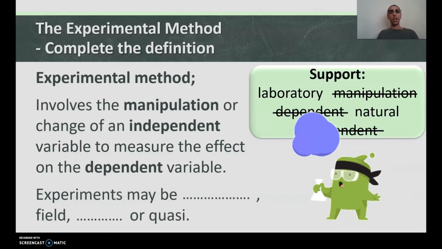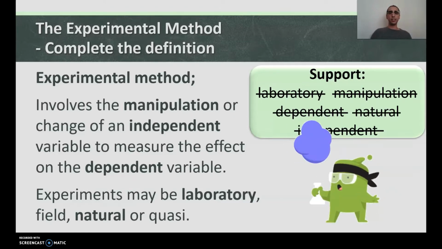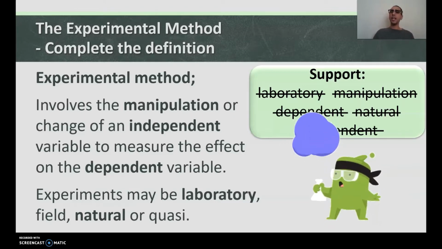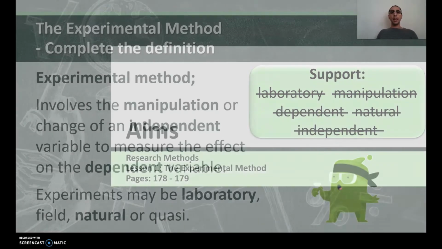Experiments may be, so these are types of experiments, laboratory, so in a lab, field, which is outside the lab essentially, natural, and quasi. We will find out what these are in a later lesson. Experimental method involves the manipulation or change of an independent variable to measure the effects on the dependent variable. Experiments may be laboratory, field, natural, or quasi, right? We're going to have a look at what these words mean in a little bit.